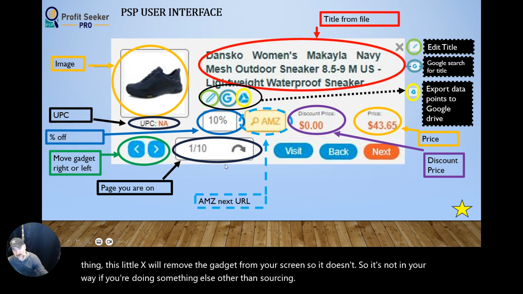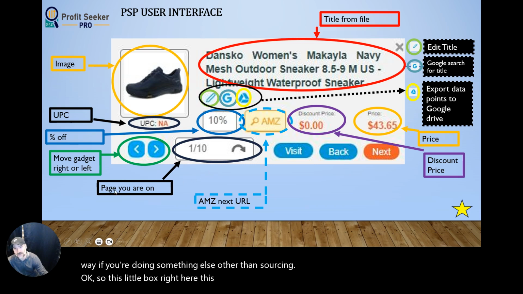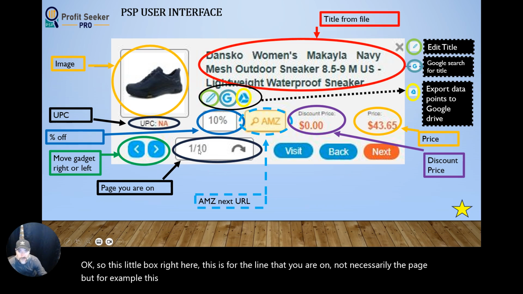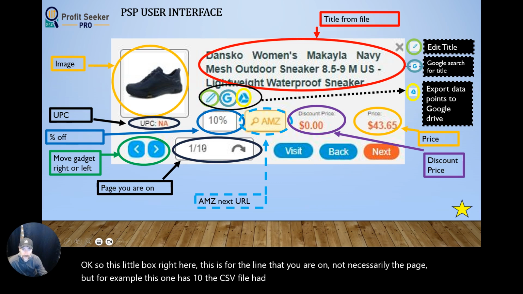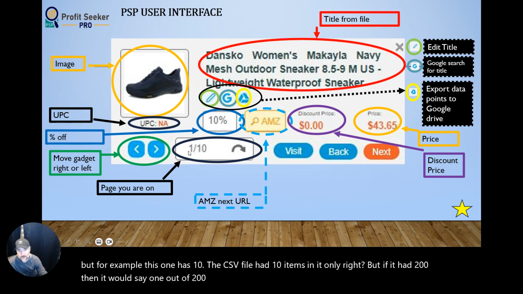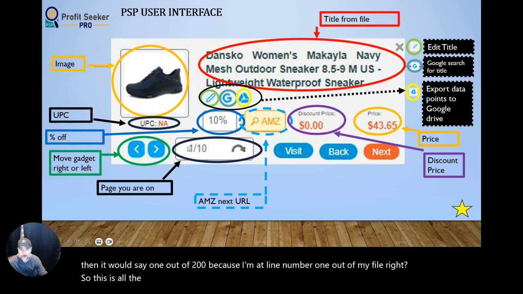Okay, so this little box right here, this is for the line that you are on, not necessarily the page. For example, this CSV file had 10 items in it only, right? But if it had 200, then it would say 1 out of 200 because I'm at line number 1 out of my file, right? So all the data that's in here right now is from line number 1.